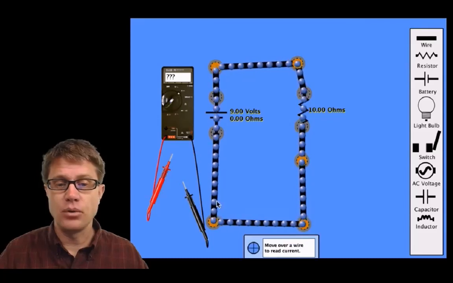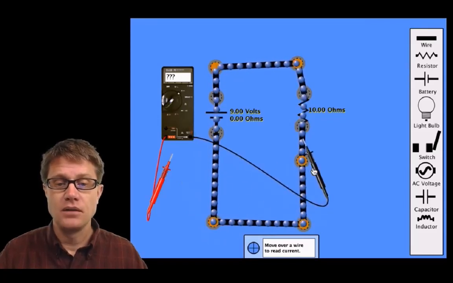So we've got 0.9 amps. So we've got movement right there.